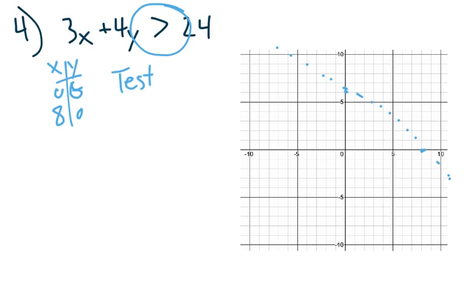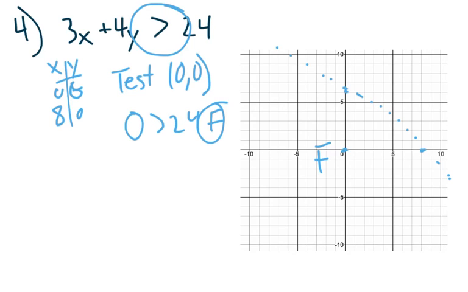And by testing, again, I'm trying to make my life as easy as possible. So here I have 0, 0, and I'll get 0 greater than 24. That is a false statement. So this is the false side, meaning the other side has to be true. I shade that right there. And that's it. That is how we deal with inequalities.